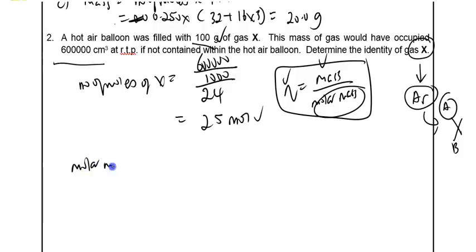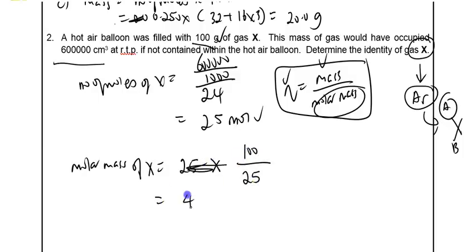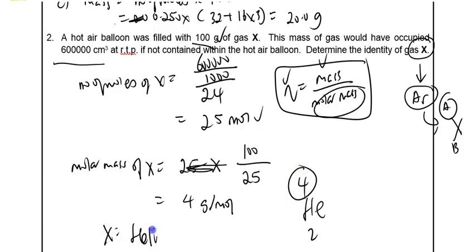So the molar mass is simply mass divided by the number of moles. And I have 4 grams per mole. Okay, so mass, number of moles, molar mass. With a simple manipulation, molar mass equals mass divided by the number of moles, and I have 4 grams per mole. If I refer to the periodic table, I will be able to see that this is helium-4. So gas X is actually helium gas.